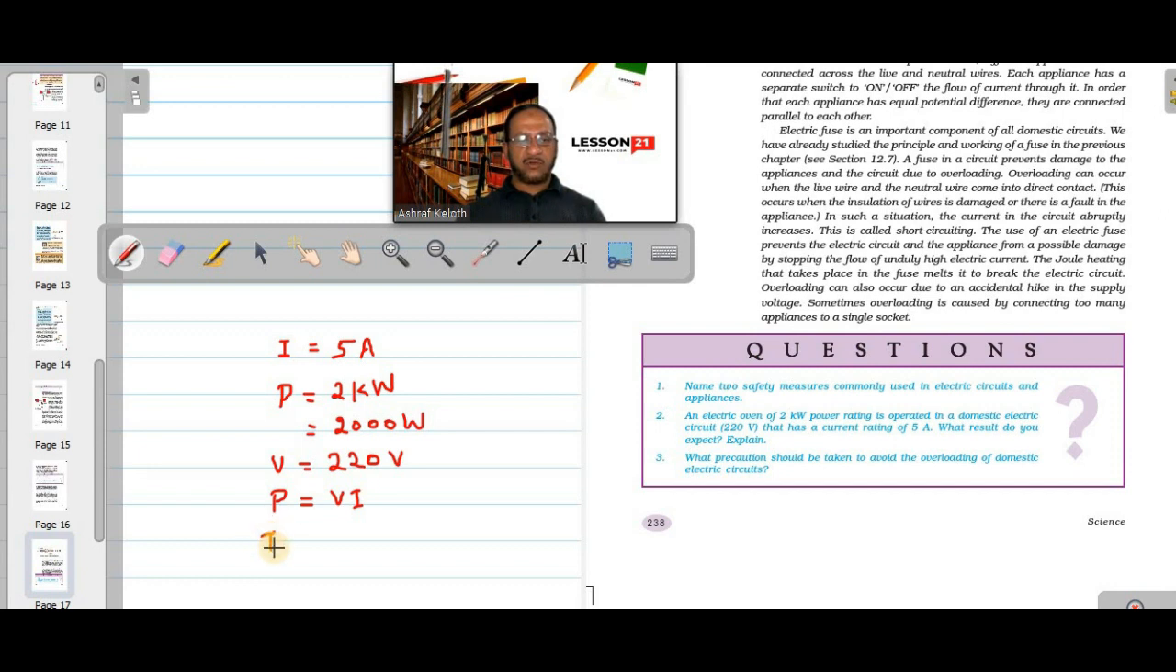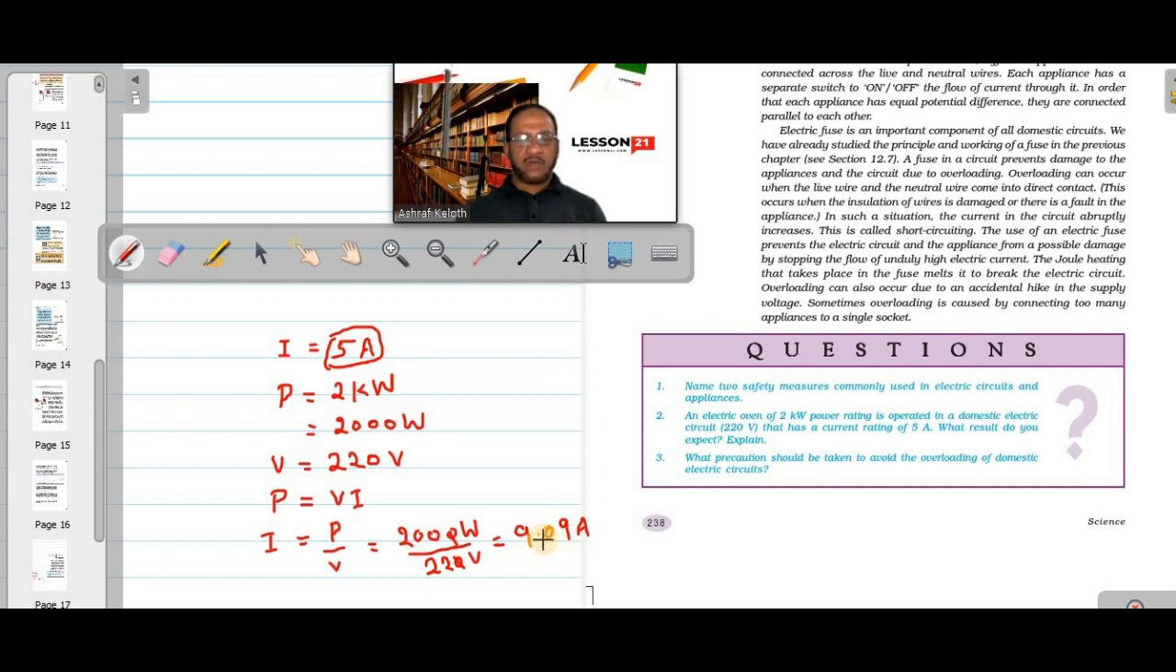So in this equation, we need to find the current flowing through the oven when it is switched on. That is, I is equal to P by V, power by voltage. That is equal to 2000 by 220. 2000 watts is the power, divided by 220 volt. It is working on 220 volt. I is 9.09 ampere. That means in this branch of the circuit, the maximum allowed current is 5 ampere, but when we switch on the oven, the current flowing will be 9.09 ampere. That means it is more than the current rating of the circuit.